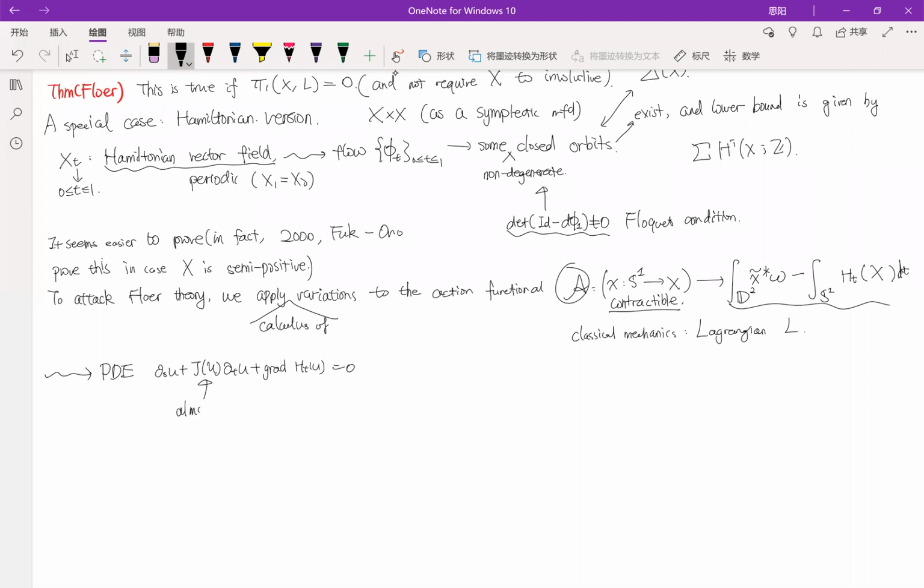Here J is an almost complex structure on X. Because it is symplectic, it always admits an almost complex structure. So we just pick one of them, and the gradient. So this is called the flow equation. And the solutions are trajectories connecting periodic orbits, non-degenerate.